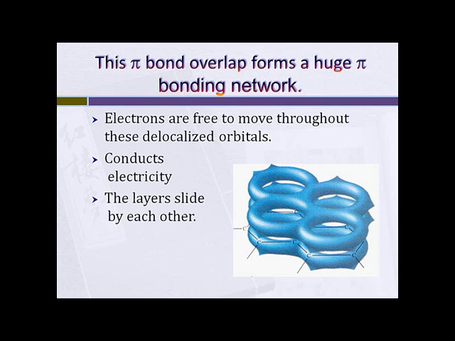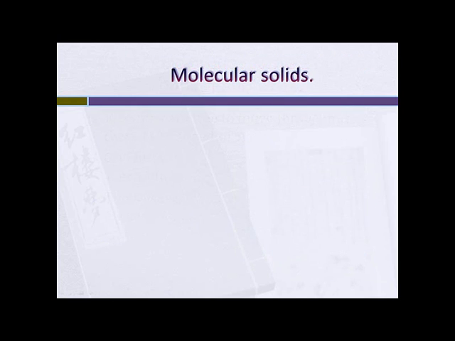So graphite conducts electricity, and the layers actually can slide by on each other, so it's used as a lubricant in things like locks, where you don't want any greasy things that will pick up dust. It's actually a rather interesting material.